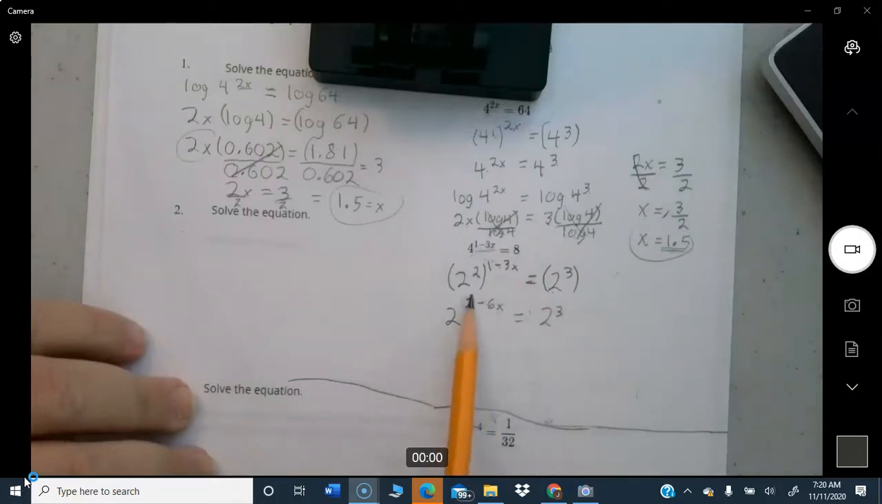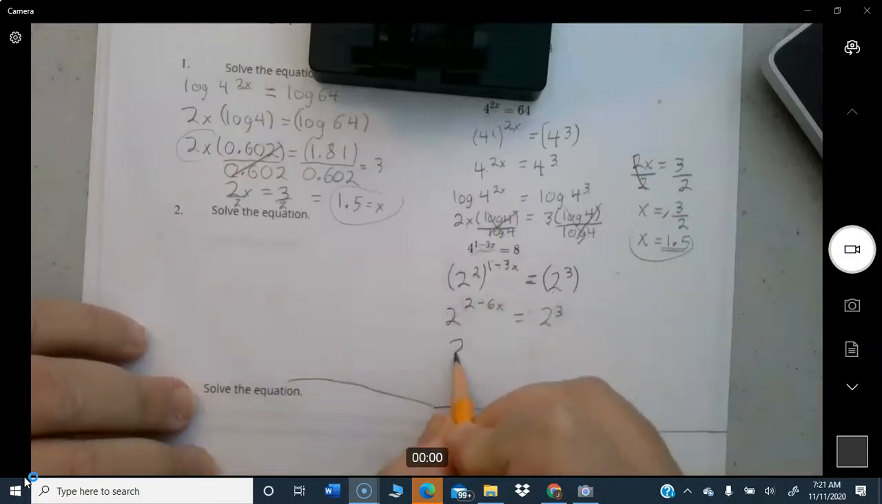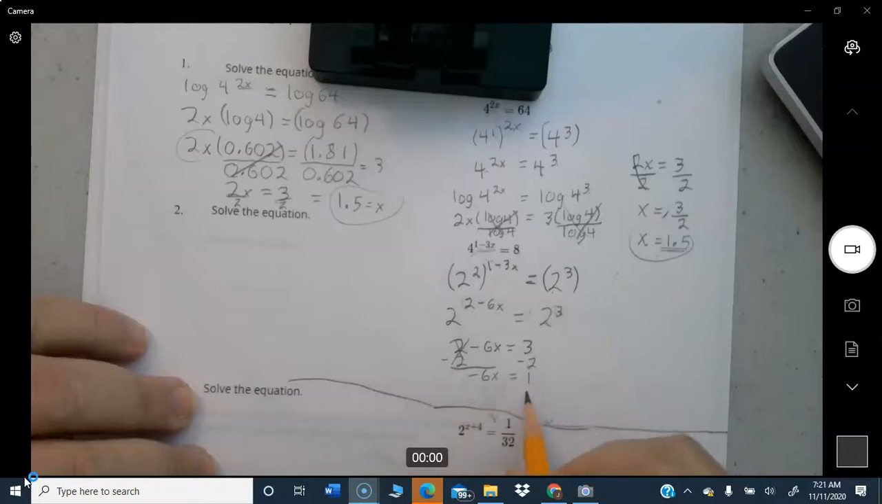Okay, so now we have these raised to a common base. So if 2 raised to the 2 minus 6x equals 2 raised to the 3, then that means that 3 and 2 minus 6x have to be equal to each other. We showed that with problem number 1. Now we'll just go ahead and make that assumption. So you have 2 minus 6x equals 3. Okay, and you're going to subtract 2 from both sides. That goes away. You end up with negative 6x equals 1. And if we divide both sides by negative 6, then you end up with x equals negative 1/6.